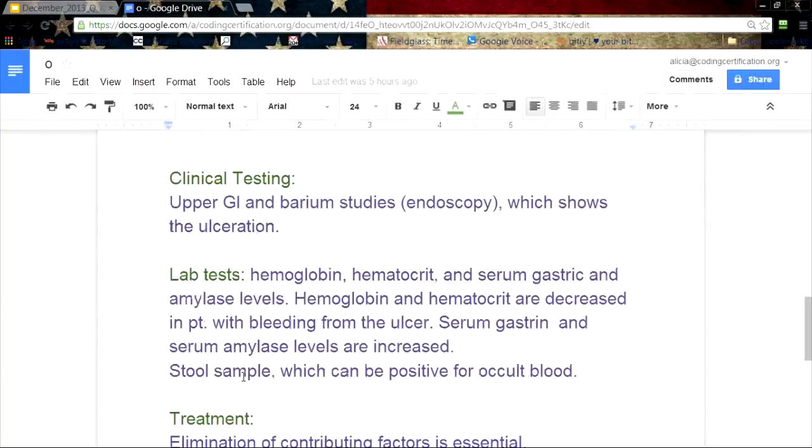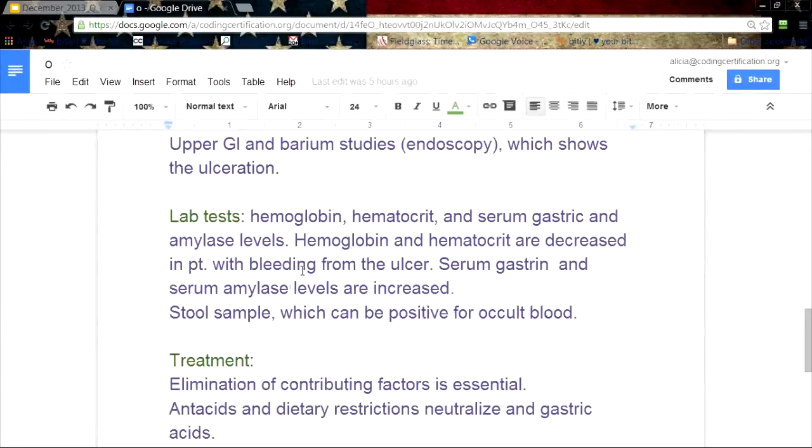So what type of testing do they do to determine that you have an ulcer? They do upper GIs and barium studies where they actually have you drink a chalky substance and they take an x-ray. They go in endoscopically and do an upper GI where they literally take a camera in there and take pictures to see if there's anything going on. And then they can actually visualize the lining of the epigastric area and the gastric, the stomach, to see if there's an ulcer.